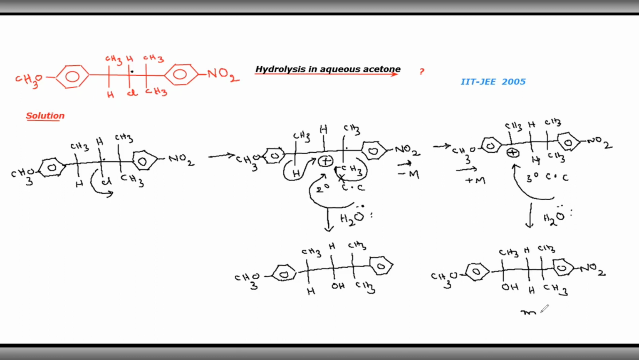Among the two products, this is major, this is minor. Why? Because the most stable intermediate gives the major product and a less stable intermediate gives the minor product. So both are answers.